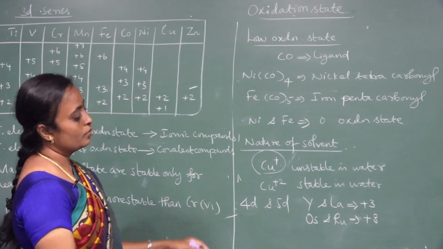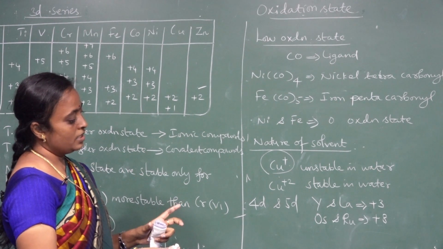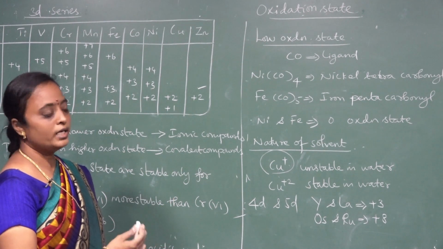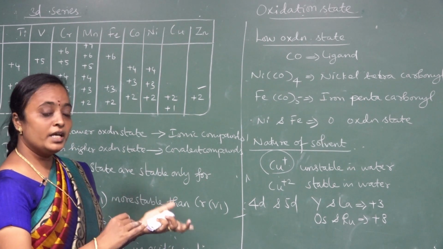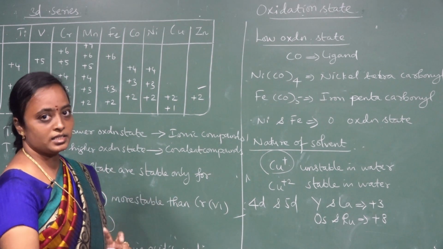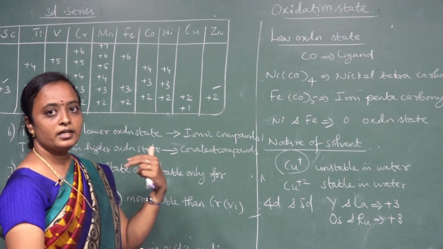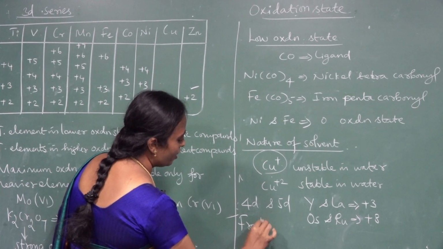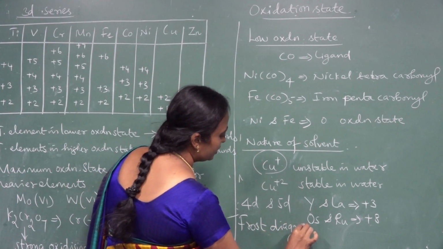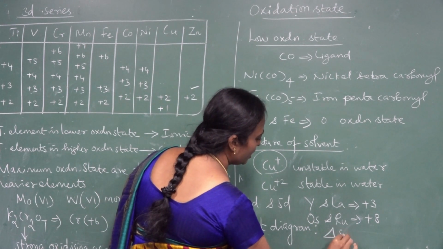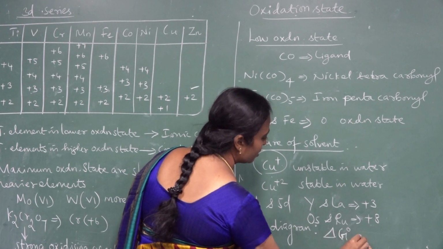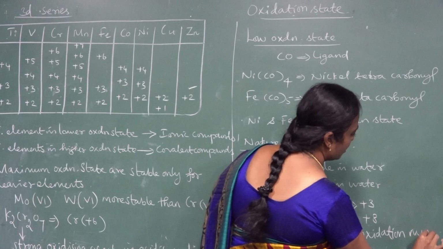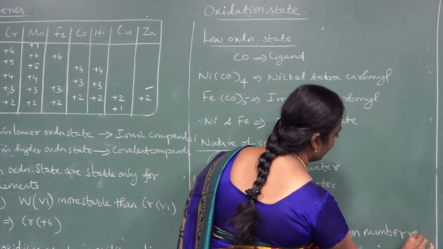From that we get one more point. Moving down the group in the transition series, the stability of the higher oxidation state increases, while that of the lower oxidation state decreases. This is evident from one diagram called the Frost diagram, a diagram drawn between delta G0 against oxidation number value.